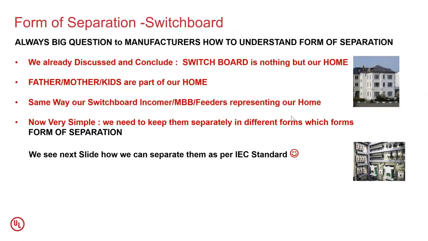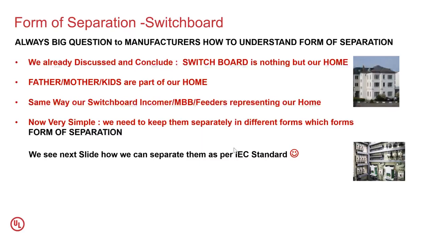So we already discussed that, but one thing I missed out, which is very, very important, especially in IEC, that is called form of separation. There is a big question to every manufacturer: sir, how to understand this form of separation? Again, I'm going to give you an illustration for easy understanding of a switchboard with form of separation. As I mentioned, the key elements in a switchboard are father, mother, kids, nothing but incomer, main busbar, and the feeders. If everybody is together, they're in one form, correct? So simply, I want to bifurcate them, I want to separate them, and that becomes form of separation. I think it is very easy to understand now. So how I make them separate is my form of separation.